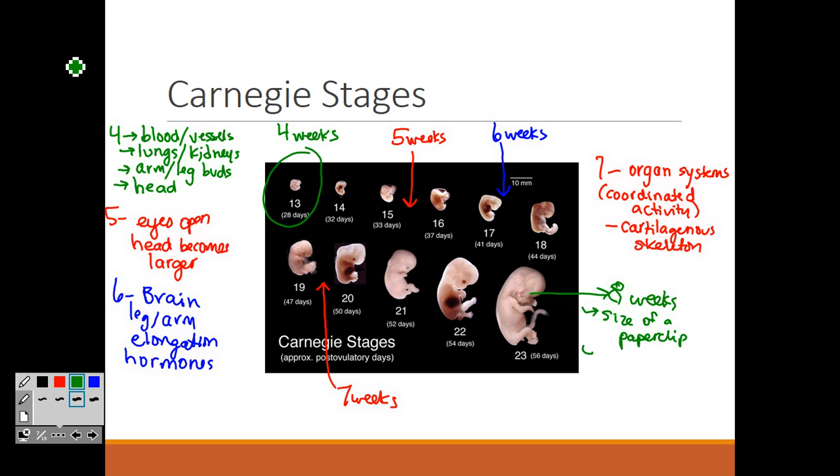But, well, oh, my reindeer ears are messing things up. 90% of structures have started to form.